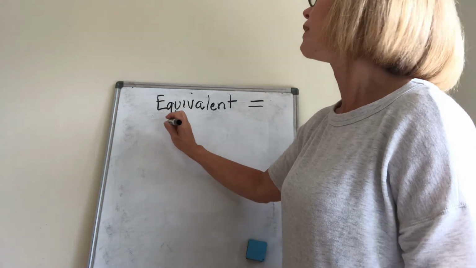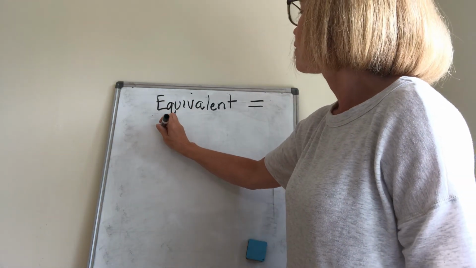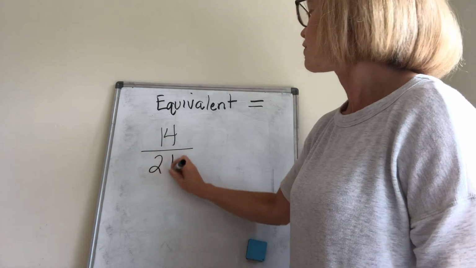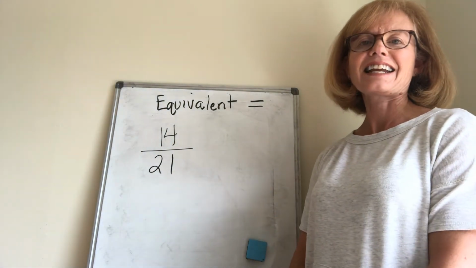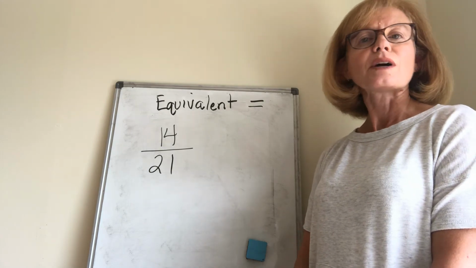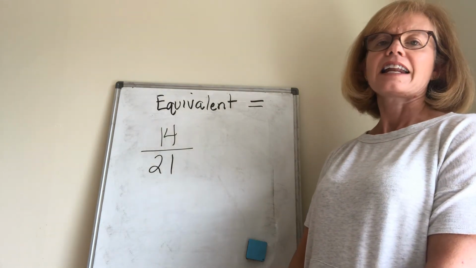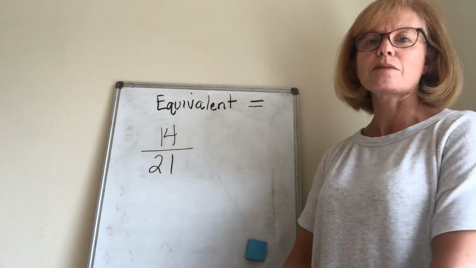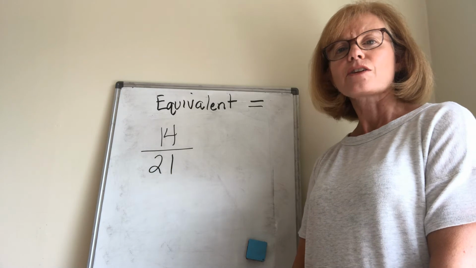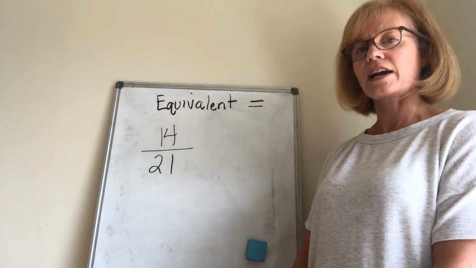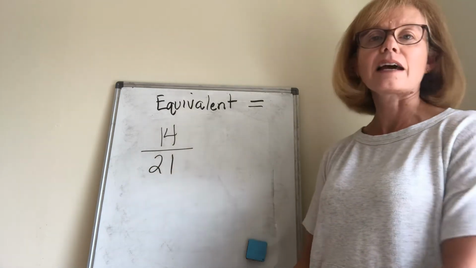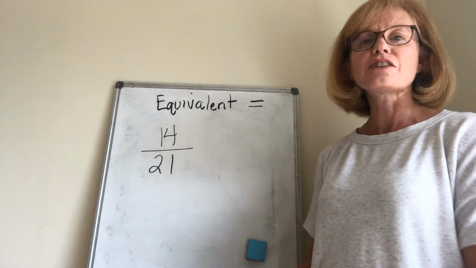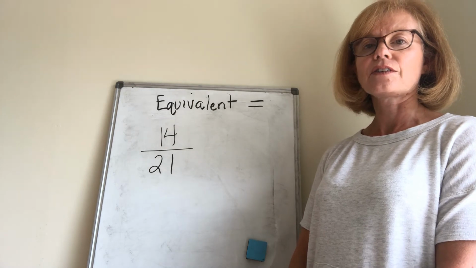How about if we try 14/21? I have a book that's 21 pages long, and I read 14 of those pages. I read 14/21 of that book. What's another way I could say that? An equivalent fraction where the numerator and the denominator are smaller. So think about, what do you know can divide equally into both of these numbers? Could 2?